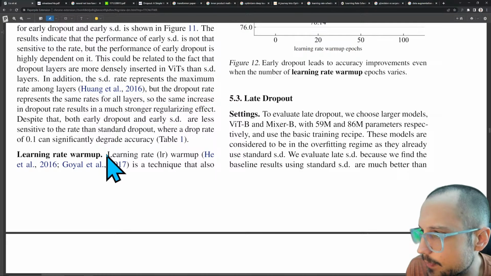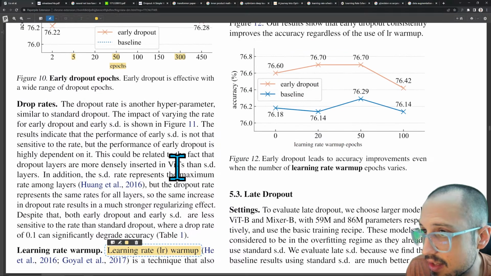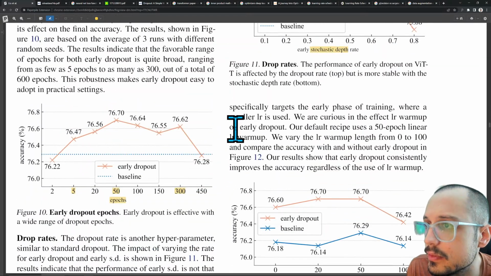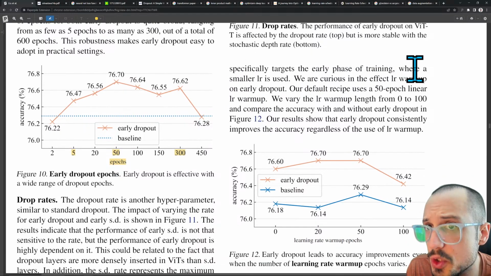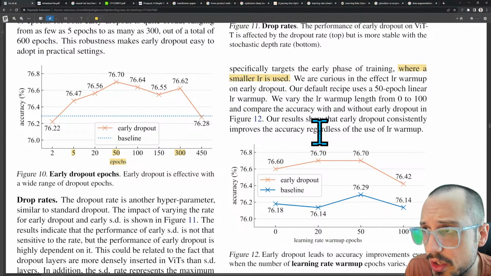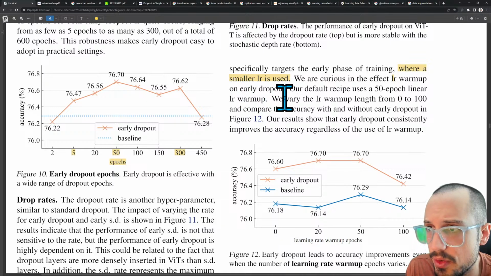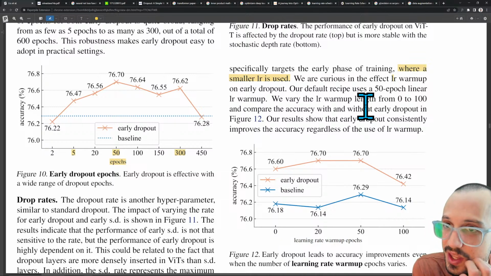Learning rate warm-up. Learning rate warm-up is a technique that also specifically targets the early phase of training, where a smaller learning rate is used. We are curious in the effect of learning rate warm-up on early dropout. Okay, so what if you combine learning rate scheduling and early dropout, right? Is that going to mess things up? Our default recipe uses a 50 epoch linear learning rate warm-up. We vary the learning rate warm-up length from 0 to 100 and compare the accuracy with and without early dropout.